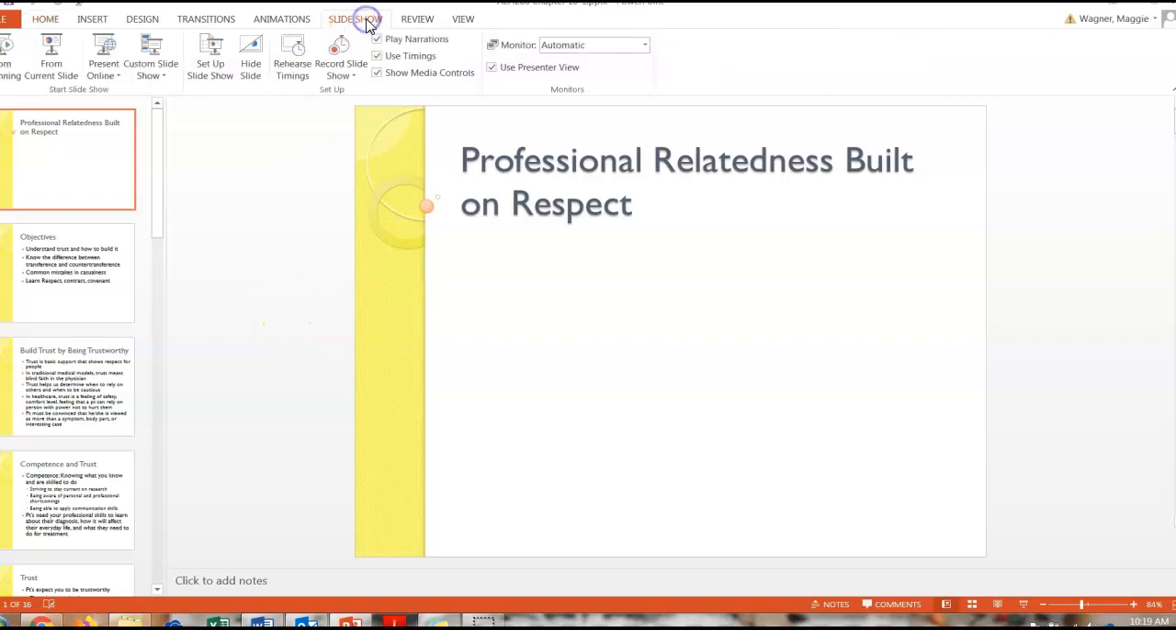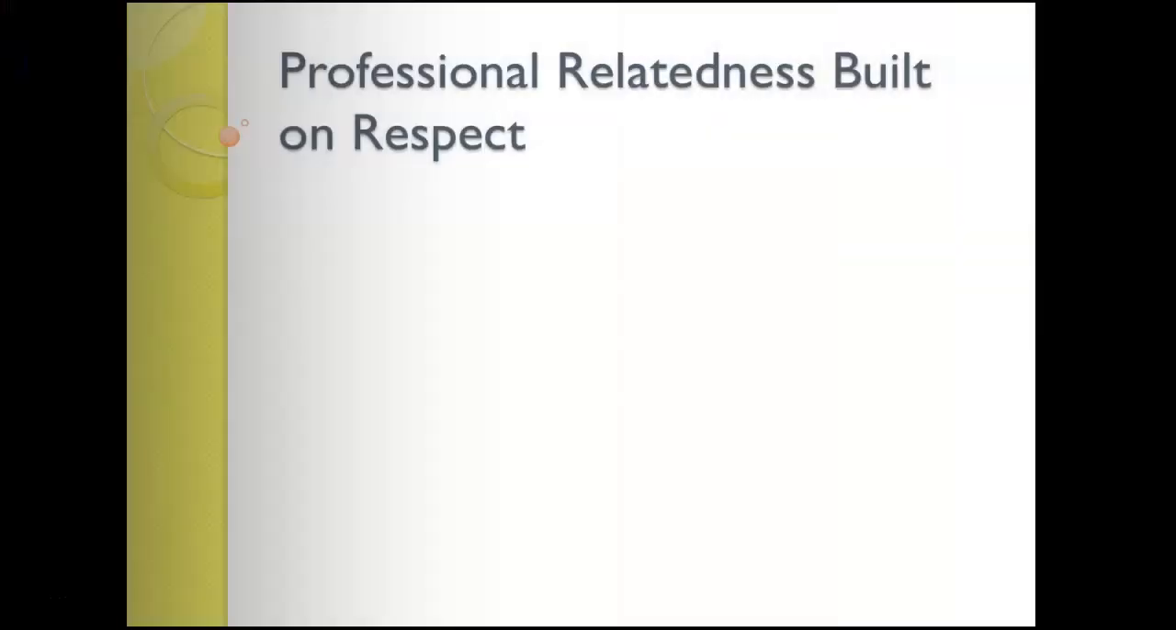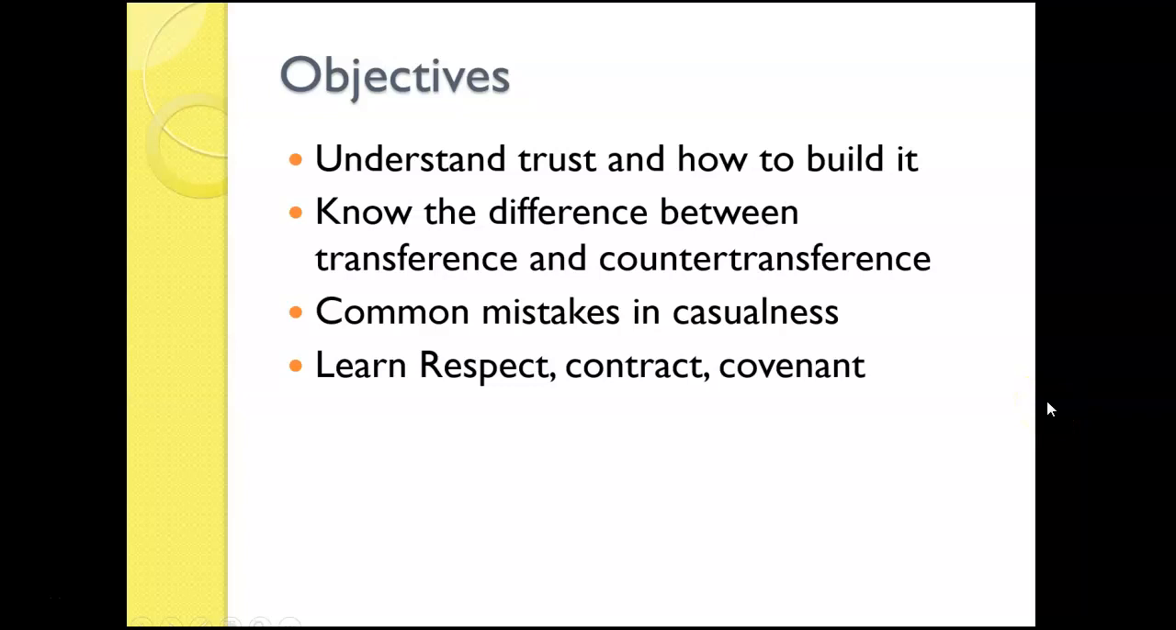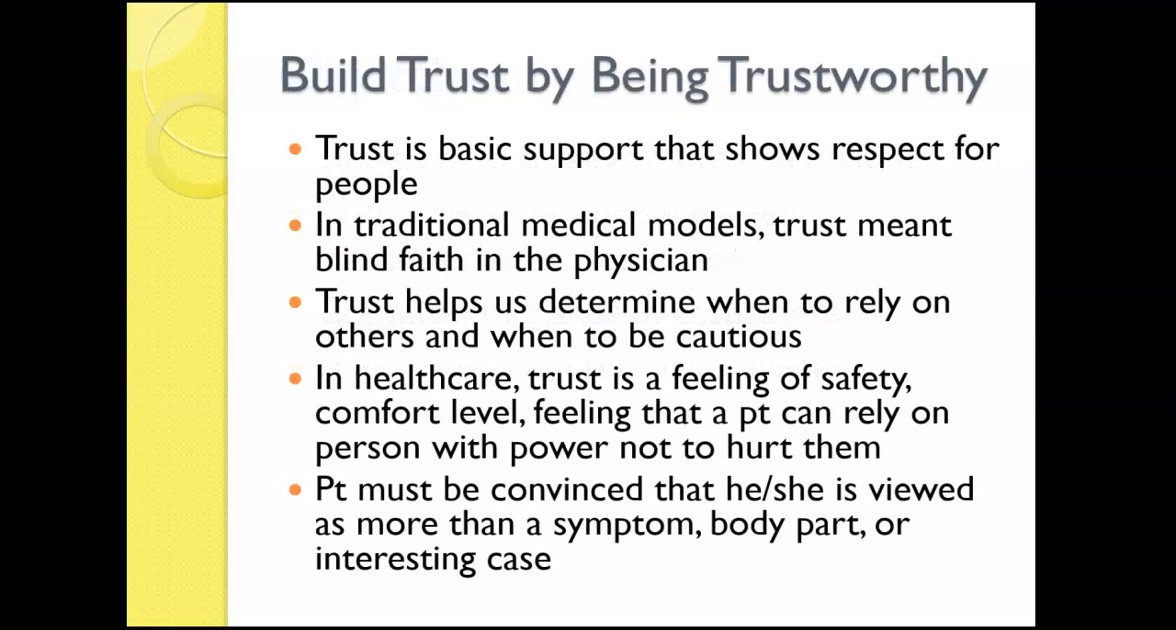Hello guys, we are going into chapter 10, which is professional relatedness built on respect. So our objectives for today are to understand trust and how to build it, know the difference between transference and countertransference, which you will need to understand, learn common mistakes in casualness, and learn respect, contract, and covenant. The first slide here talks about building trust by being trustworthy.